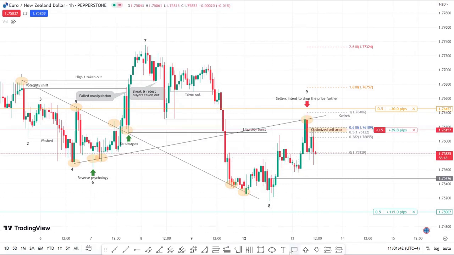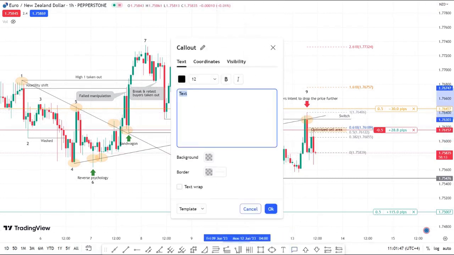And if I were to explain bakit meron tayong sudden shift ng volatility to the downside, this is because this is what we call the liquidity burst.